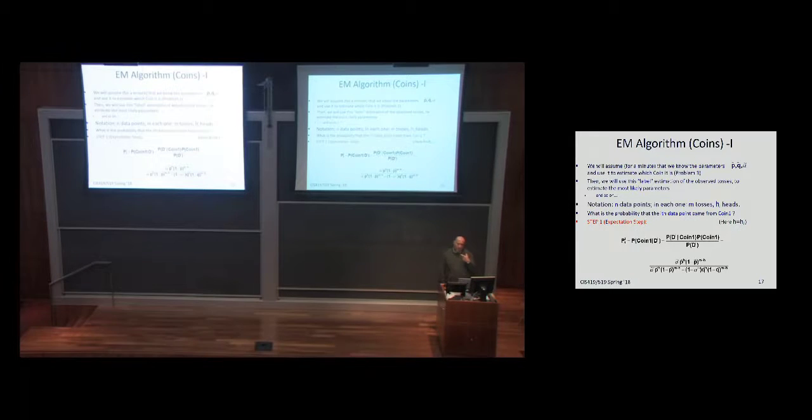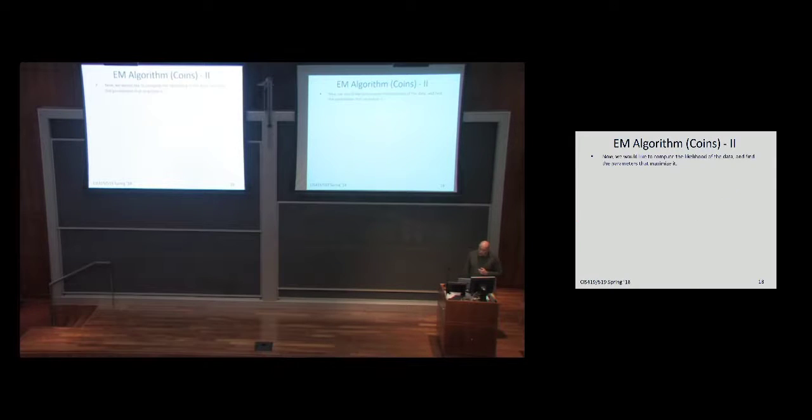Now, every example has P1i, the probability that it came from 1, and it also has 1 minus this, if you want, which is the probability it came from the second. So now that I have this, I can compute the likelihood of the data.